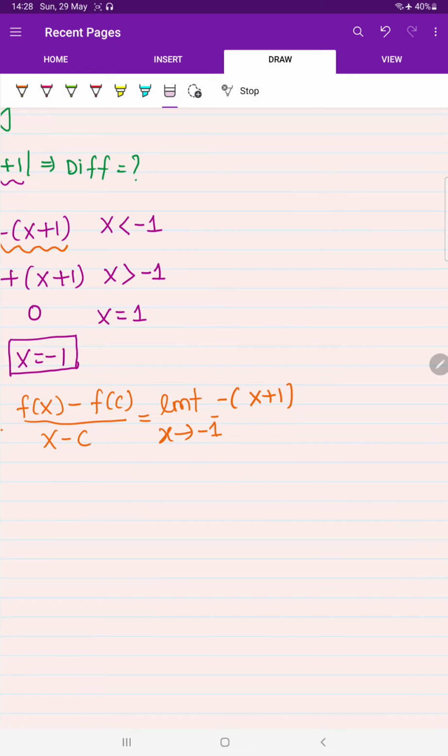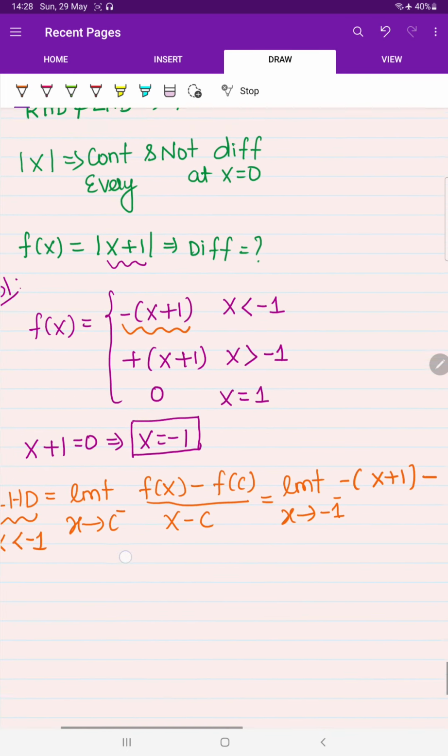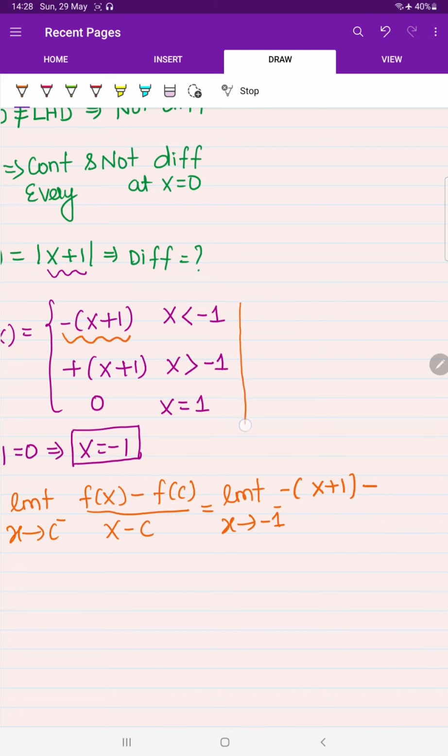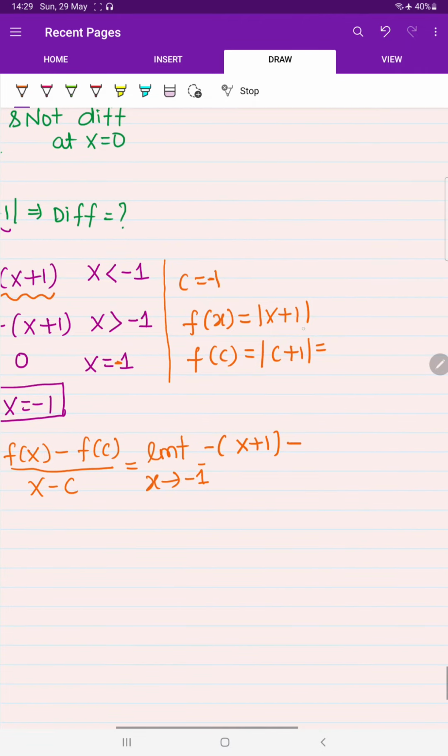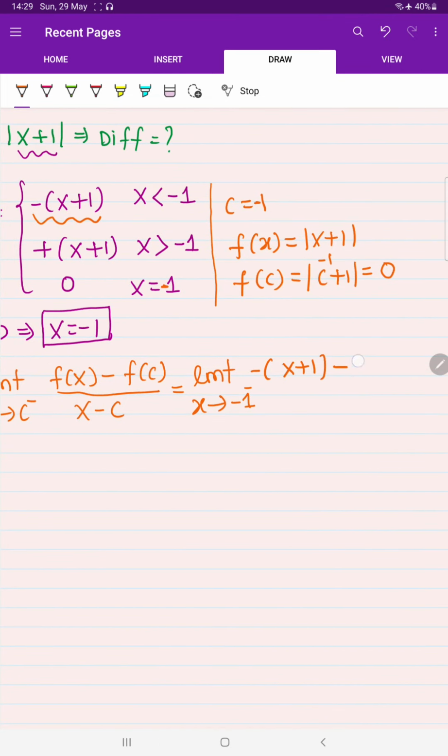So that is minus of x plus 1 minus f of c. Have you calculated the value of f of c? Yes, f of c means, since the value of c is equal to minus 1, at c equal to minus 1, what is the value of the function f of x? We know f of x equal to mod of x plus 1. Now if I replace x by c, this can be defined as mod of c plus 1. What is the value of c here? This will be minus 1, not plus 1. I made a mistake. c is minus 1. If I put minus 1 here, then it will become 0. So we know the value of f of c will be 0.